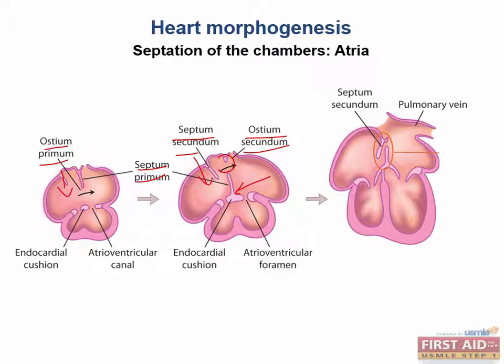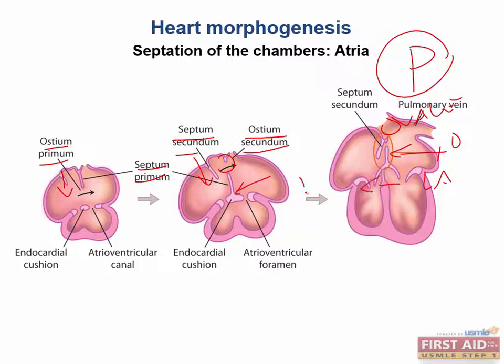So why does all of this happen? To create a pressure valve. The remnant of the septum primum here will act as a unidirectional pressure valve covering the foramen ovale to prevent blood from flowing from the left atria into the right atria. Remember, that's bad. We don't want that.